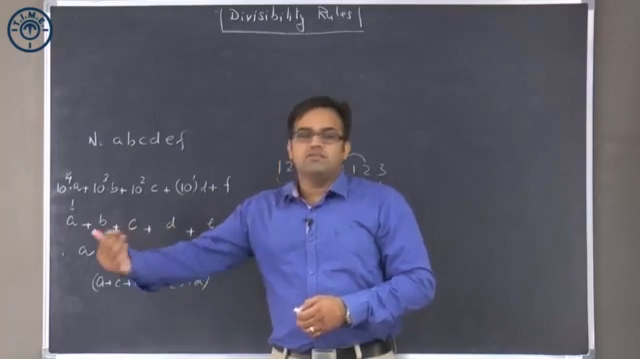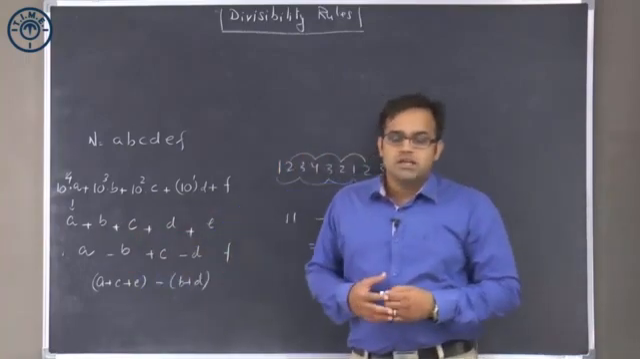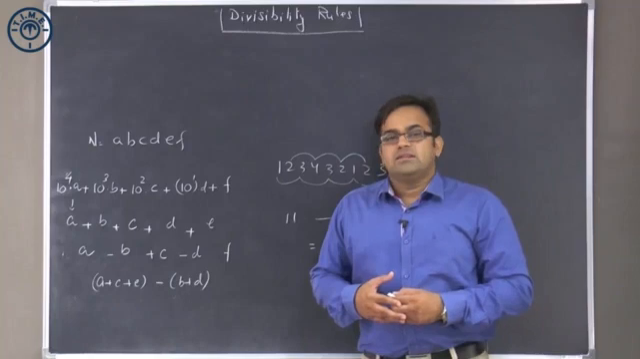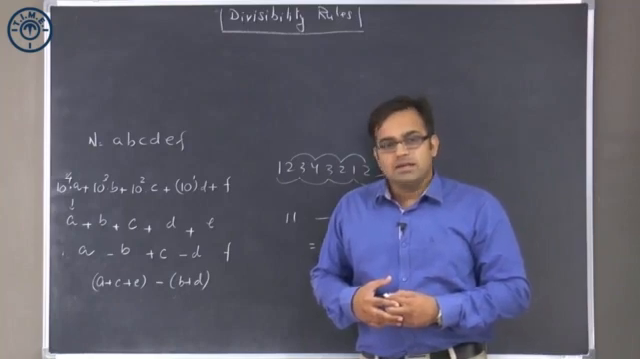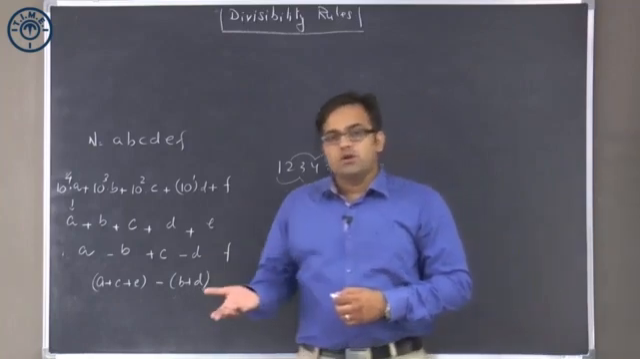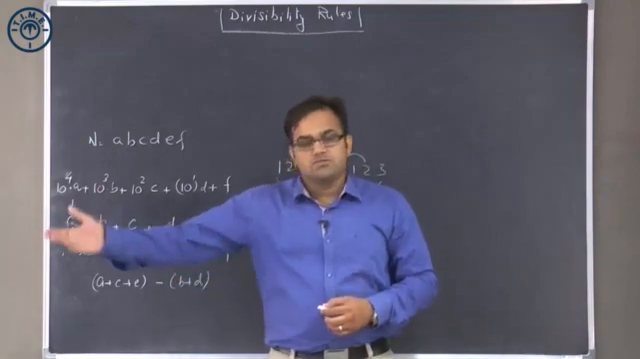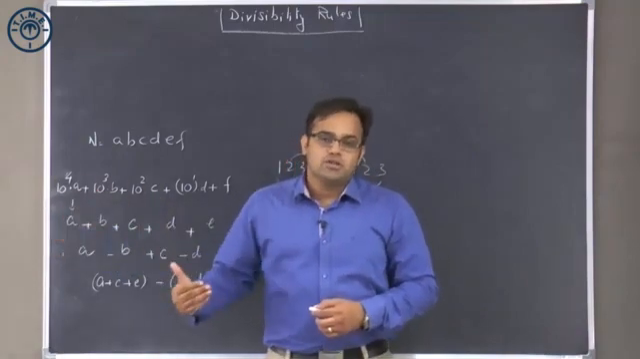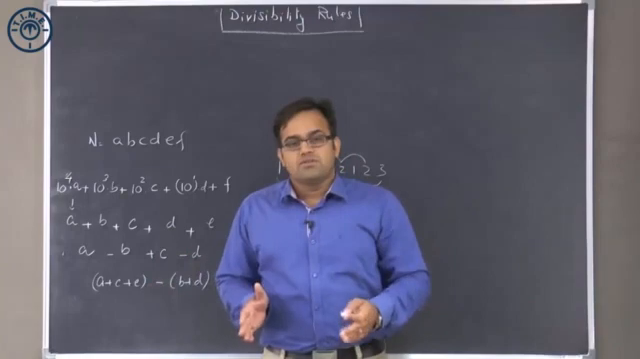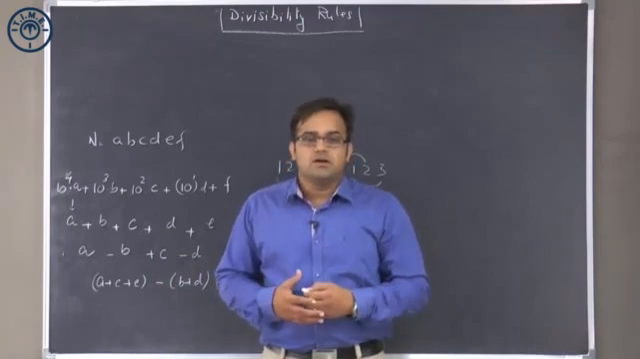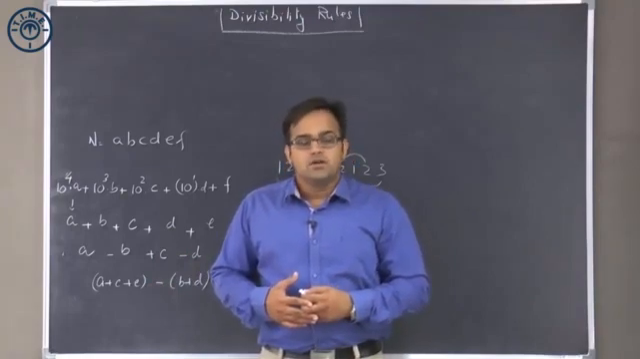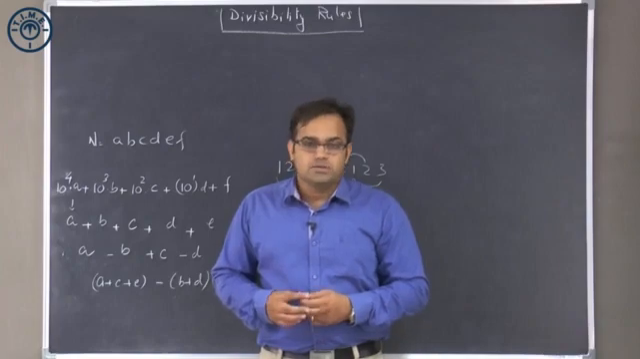So if the sum of these pairs of twos is divisible by 99, then the entire number would also be divisible by 99. Similarly, for 101, the even pairs would be on one side, odd pairs would be on the other side. We take their positive difference. If this difference is divisible by 101, then the entire number would also be divisible by 101.